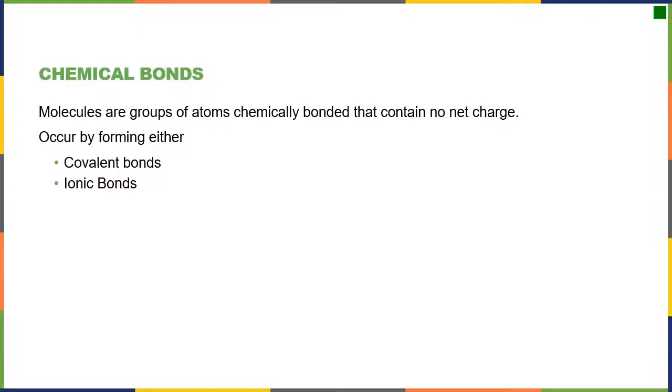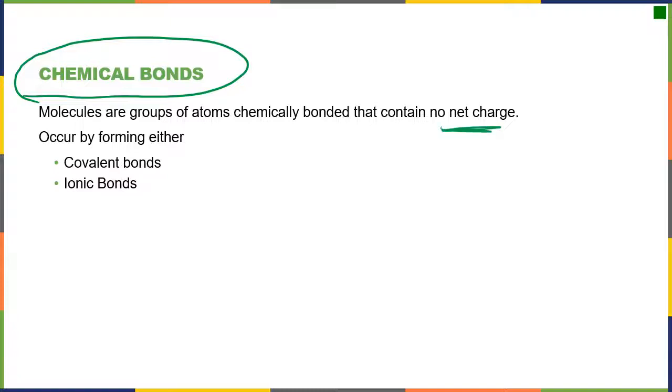All right, so chemical bonds. Molecules or compounds are chemically bonded such that they have no charge. We can do this one of 2 ways. We can either make covalent or ionic. If we make covalent, our electrons are shared. If we have ionic, our electrons have been transferred.